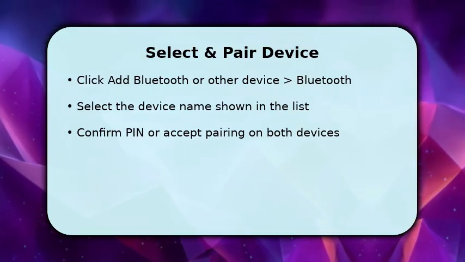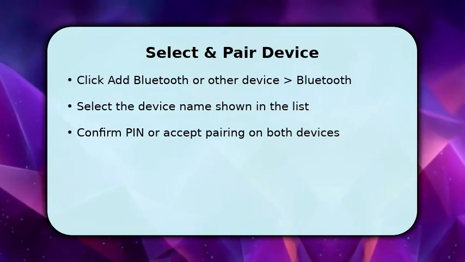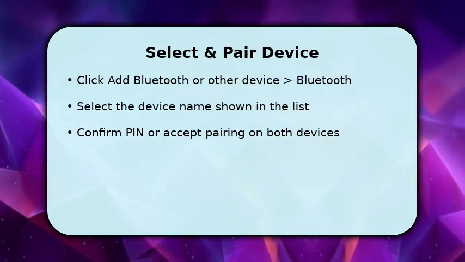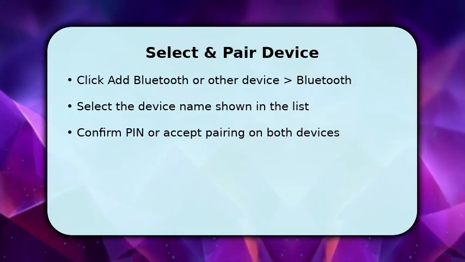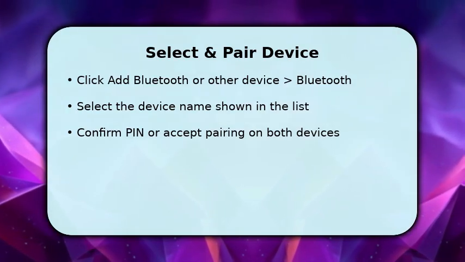Either confirm a displayed PIN, accept the pairing request on the peripheral, or enter a code if required. Make sure to wait until Windows shows Connected and that the device's status updates. This verifies a successful secure link.